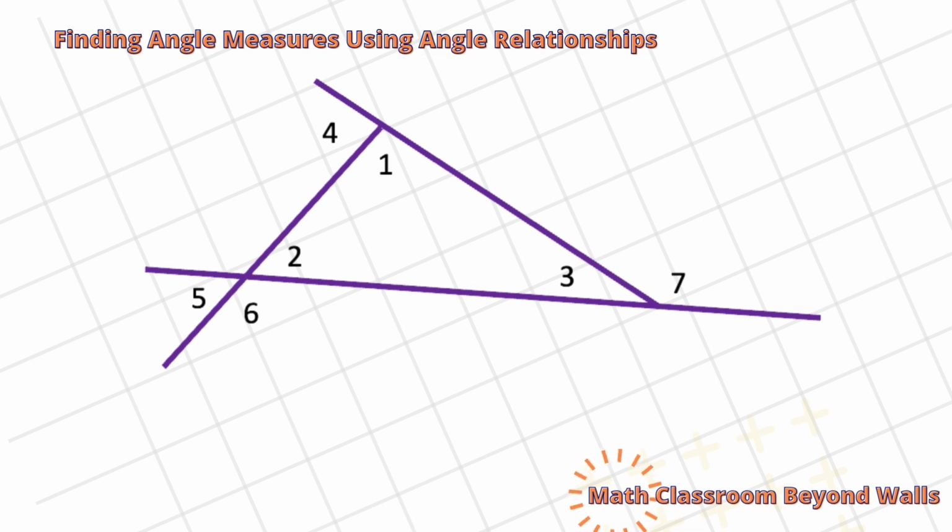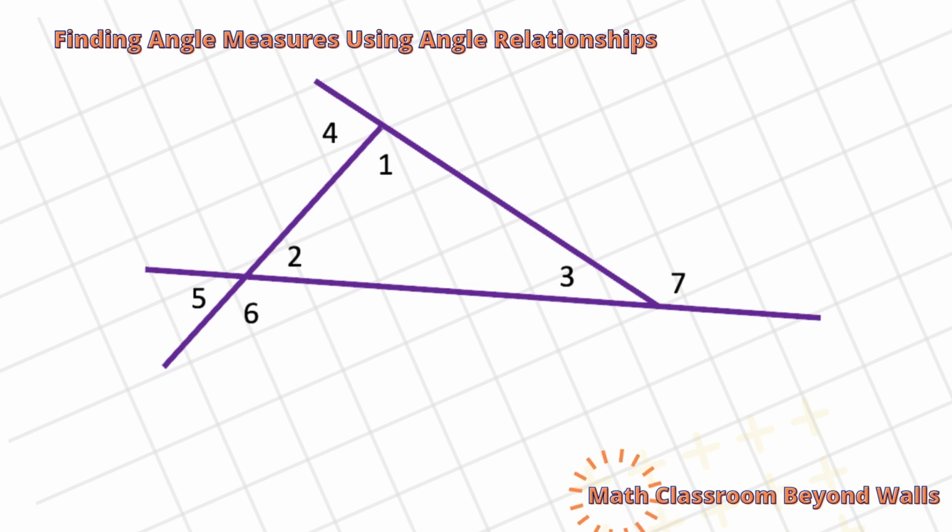Let us look at these angles here. Here, we have several linear pairs, like angle 5 and angle 6, angle 4 and angle 1, angle 6 and angle 2, and angle 3 and angle 7. These angles are supplementary and adjacent as well. For this type of angles, the sum of the measures of each pair is 180 degrees.